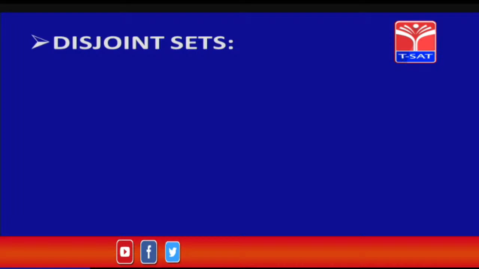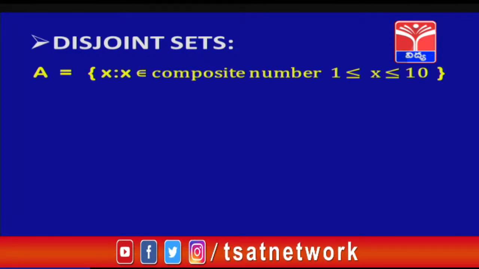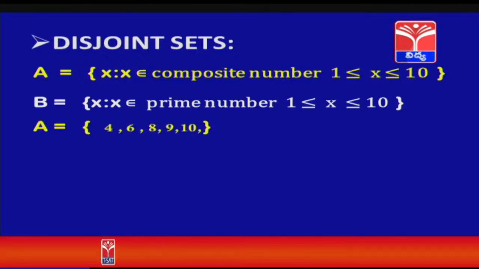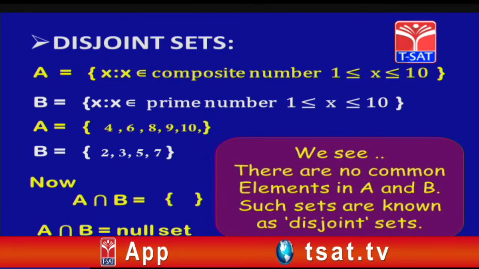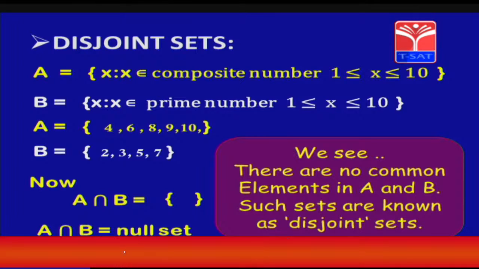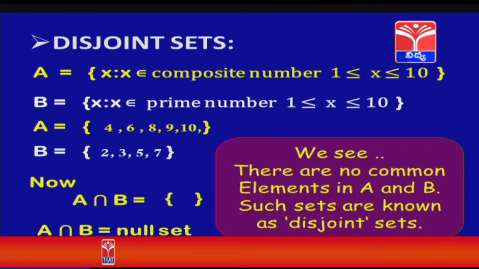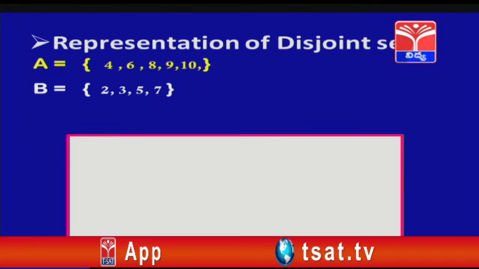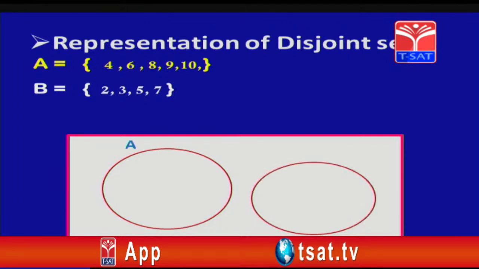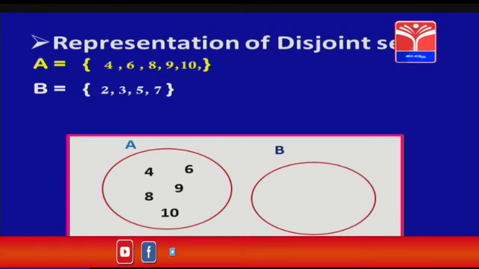What do you mean by disjoint sets? Now, A and B, we have observed that there are no common elements in both A and B. Such sets are known as disjoint sets. That means, if A intersection B is equal to the null set, then both sets are said to be disjoint sets. So, how do you represent a disjoint set? There is no common element, so they do not overlap.